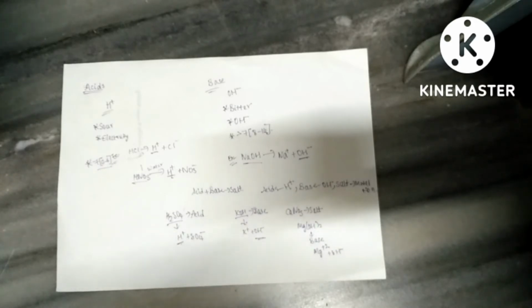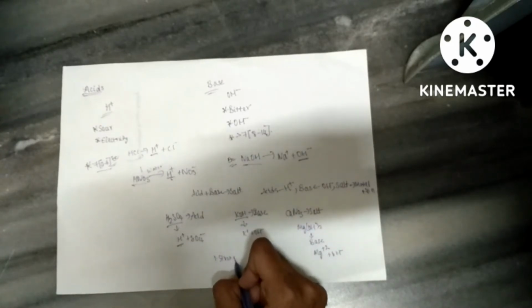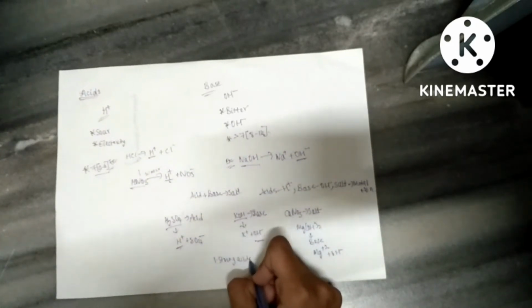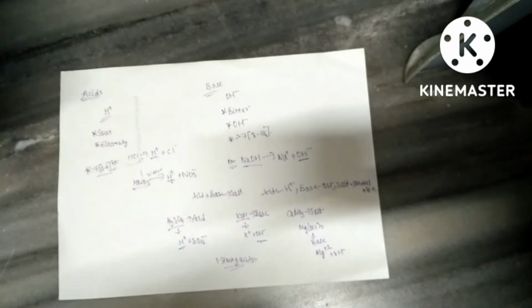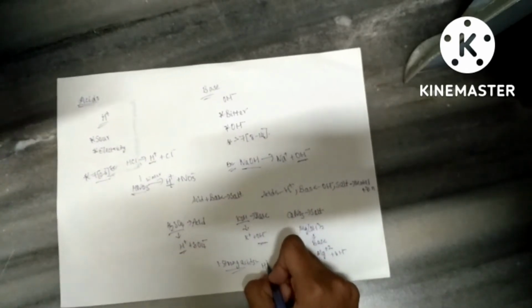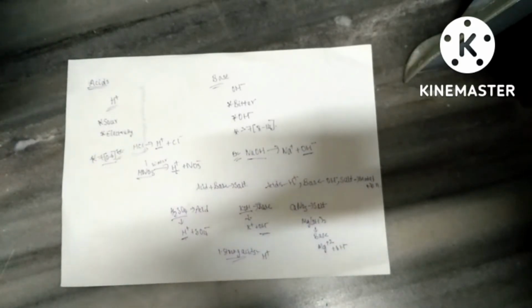Next, what are the types of acids? Acids are further classified into two types. They are strong acids and weak acids. What are strong acids? Strong acids are the acids which completely dissolve in water and give a large number of H plus ions.